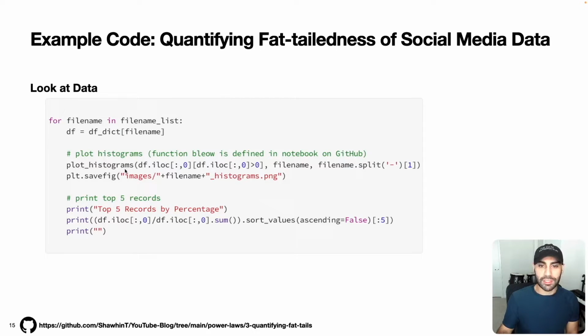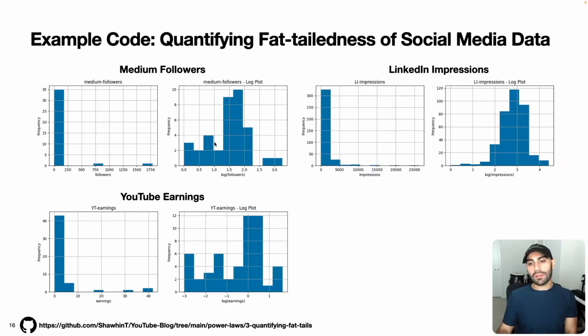This plot histograms function is a bit long and nothing really special. It just uses matplotlib's hist function. That function's on the GitHub if you're curious, and then the figure's being saved. Another thing that makes sense to look at, since we're trying to evaluate fat tails, is the top 5 records of each data set by percentage. Here are the histograms. That function actually plots 2 histograms: the histogram of the raw values, and then the histogram of the log of the raw values.